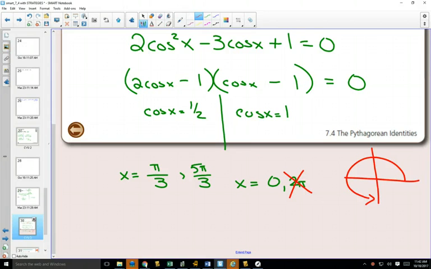Are there any other answers I have to cancel out? 5 pi over 3 is in part because that one was in quadrant 4. Ooh, that was fancy. I went like this. Fun. Okay. Not quite as fun as coloring with crayons, but close. So those are our only 2 answers as a result.